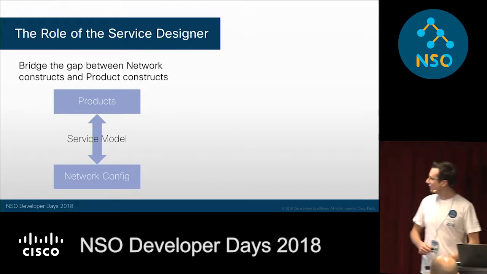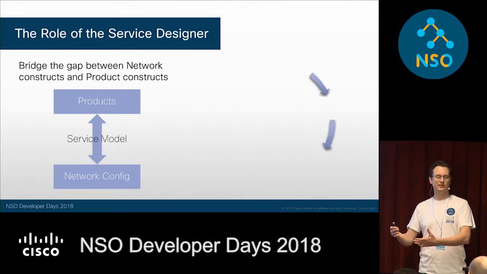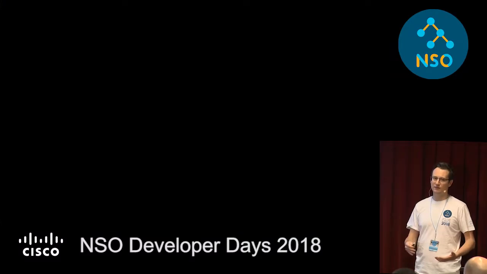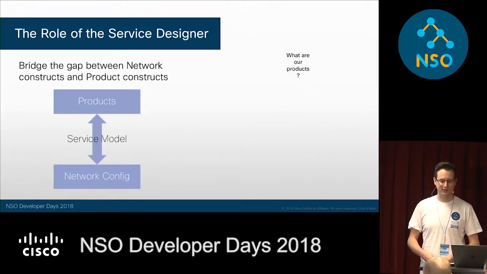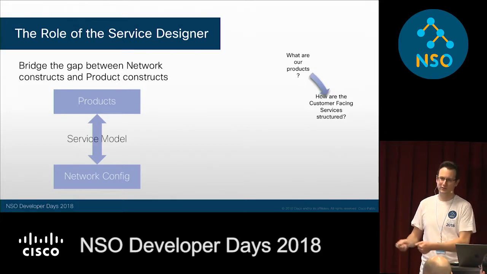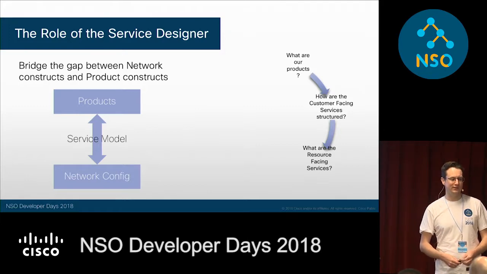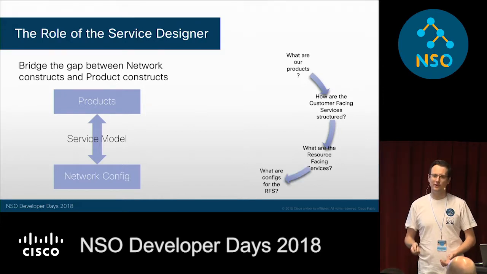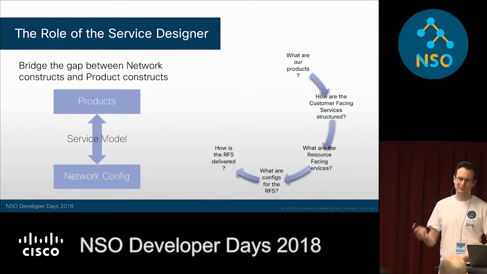So what are our products, right? Then you ask, how are our customer-facing services structured to support those products? What are the RFS, resource-facing services that make up those products? What are the configs? How do we then deliver those configs to the network? What are the moves? What are the changes? What are the things we can do? How do we build those services? And it kind of goes back to what are our products. So your role as a service modeler, you're kind of going around this cycle, right?